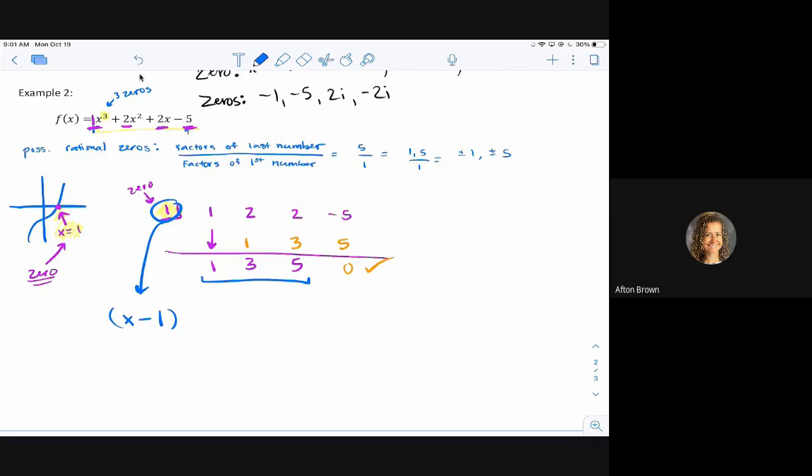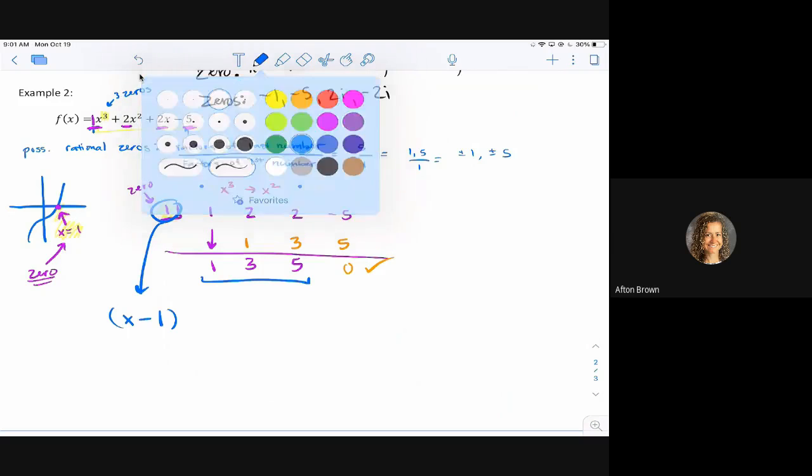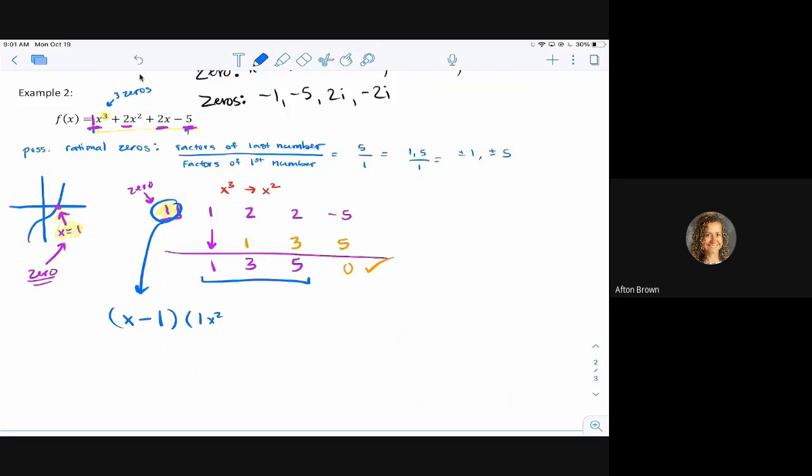Well, we started with an x cubed, so remember the term we started with. We did synthetic division one time, so now it drops to x squared. So that 1 is going to be followed by an x squared. The 3 will be followed by an x, and then just a plus 5. So all we did was put those numbers to form a quadratic. I knew it would be a degree 2 because you just dropped by 1 power. We went from cubed to squared.